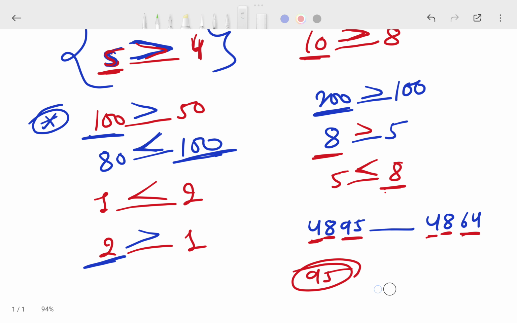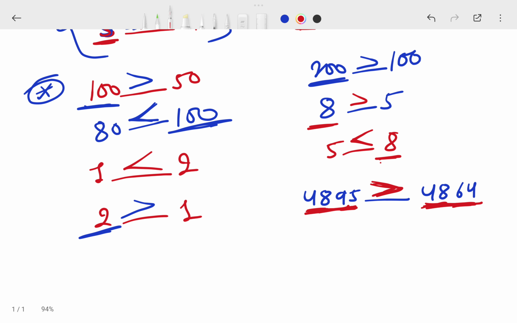95. It means that this number is greater. Why? Because this is 48, this is also 48. This is 95, this is 64. 95 is greater. Okay? 4800, this is also 4800, but this is 4095, this is 4064. So which is greater? This. Now I will change this question. I will put like that here. This is 4864. Whatever this is, I will put here 4895. Now you can tell me which is greater, this or this. Of course this is greater, so it will turn like that.